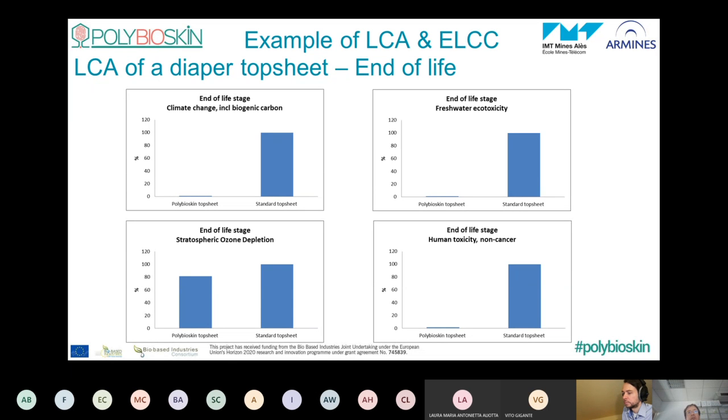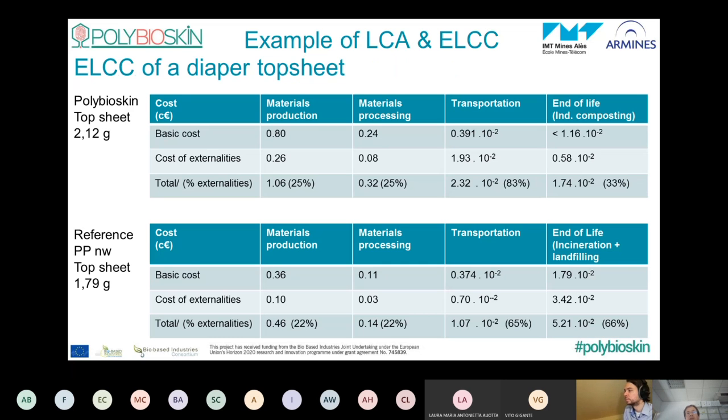But now let's move to the economic approach with ELCC. In the two tables, you have the four stages: materials production, processing, transportation, end of life. For the basic cost, the cost of externalities, and the sum, each for the POLYBIOSKIN top sheet and the reference top sheet. What you can observe is that the most impacting stage is materials production. We can notice that on the whole, the cost of the POLYBIOSKIN top sheet is twice that of the reference top sheet. And the externalities are significant, around 20-25%.